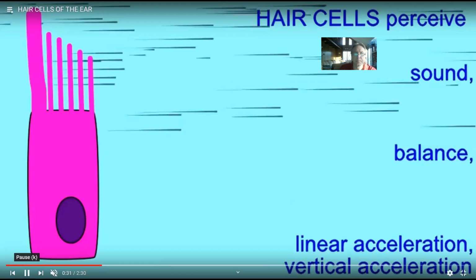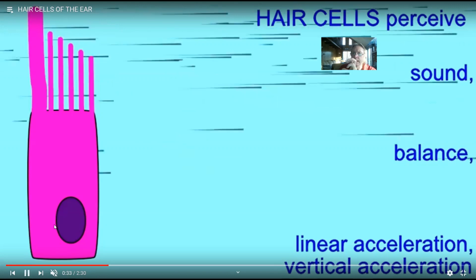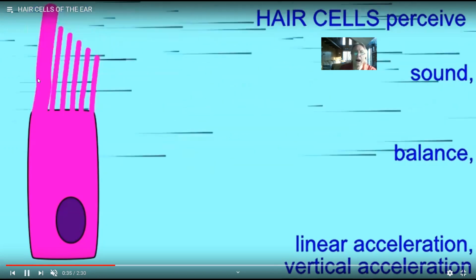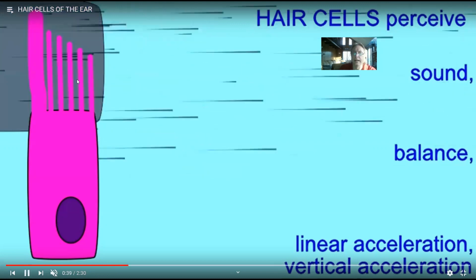And these can bend. These hair cells will be in a fluid, but there's a gelatinous material around here, like the cupula in the semicircular canals, or the otolithic membrane in the vestibule. So either liquid or a gelatinous material in the liquid will move, and that will then move these hairs.